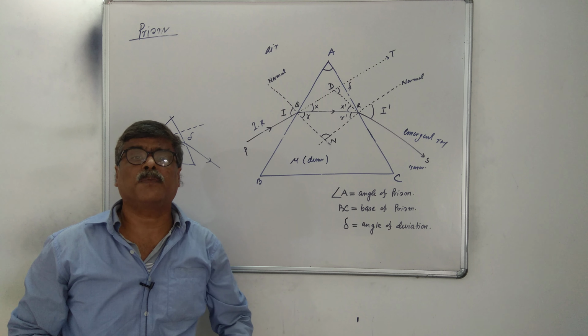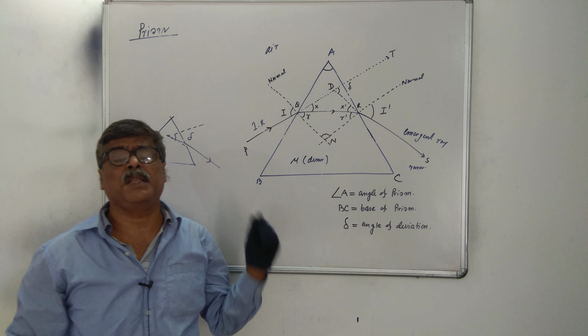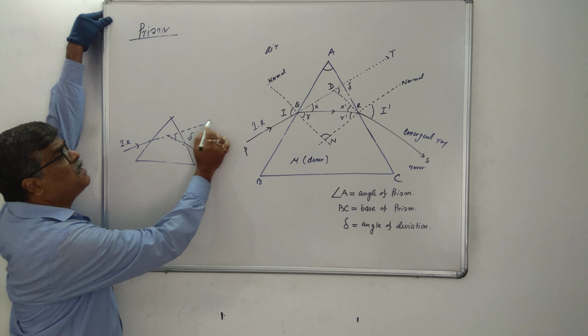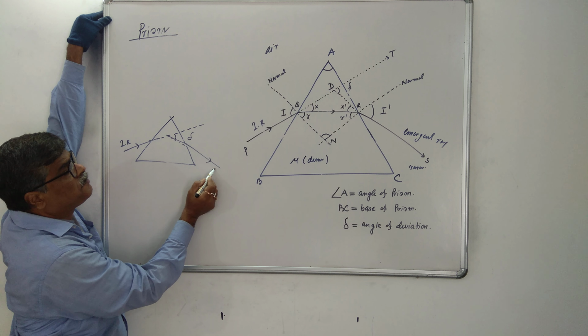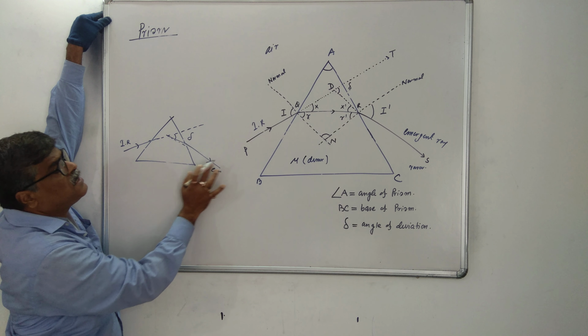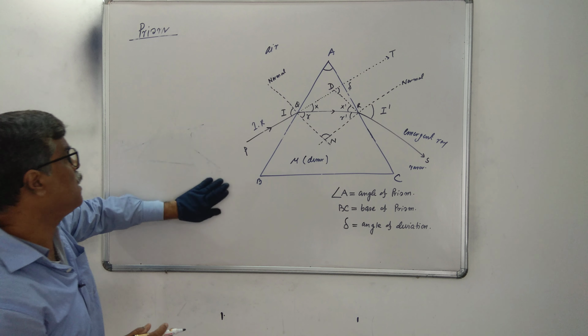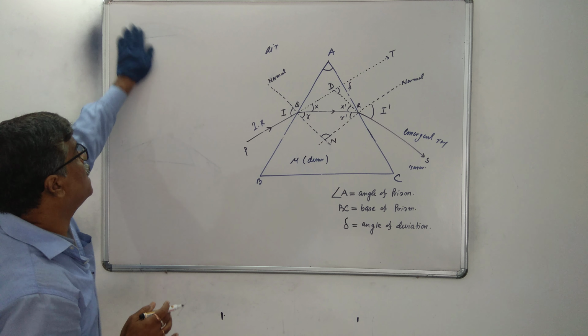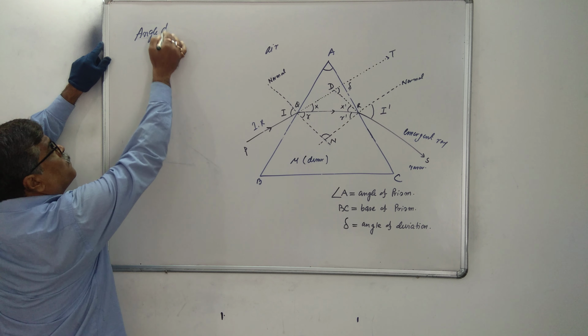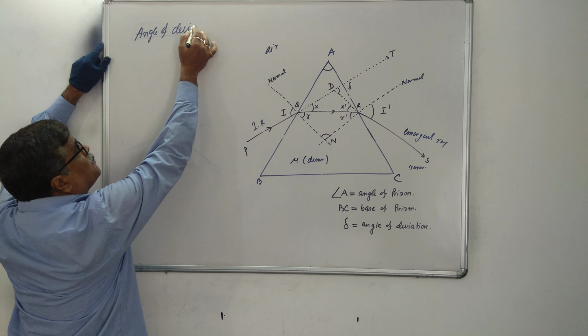So what is the meaning of angle of deviation? It is the angle between the incident ray and the emergent ray. The angle between the incident ray and the emergent ray is known as the angle of deviation.